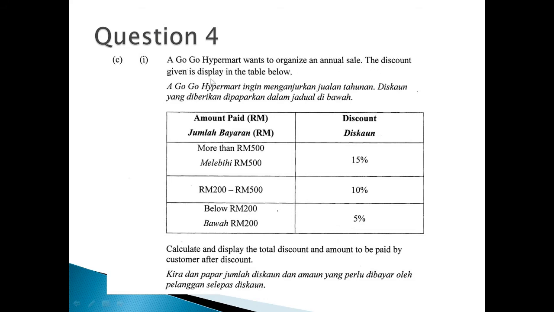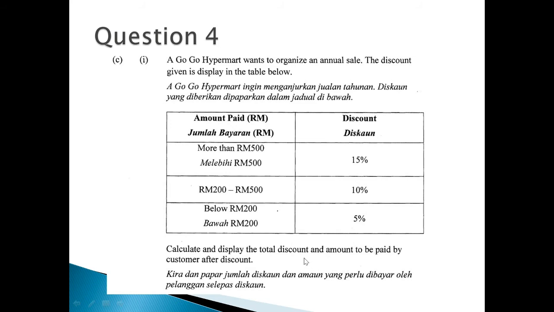The discount given is displayed in the table below. So the table given here shows the discount. More than 500, between 200 and 500 is 10%, below 200 is 5%. Then what should you come out with for the process and output? So here, calculate and display the total discount and amount to be paid by the customer after discount. So you can see here, this is the process you should calculate.